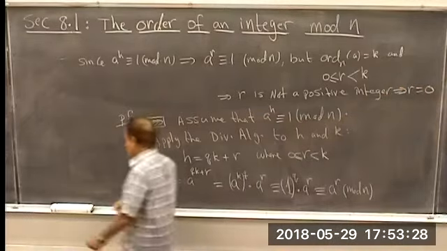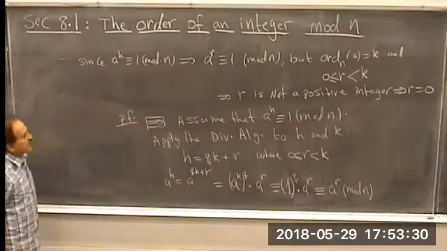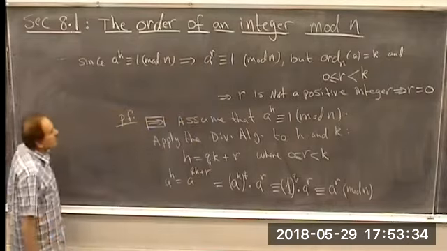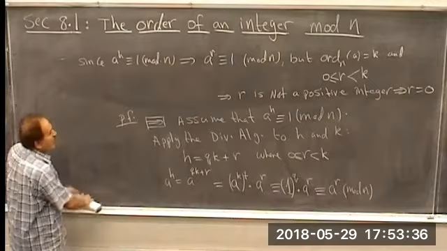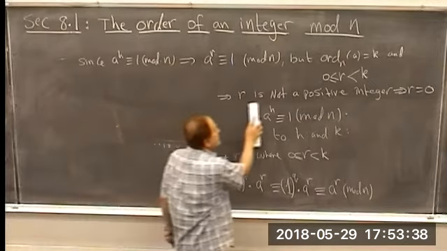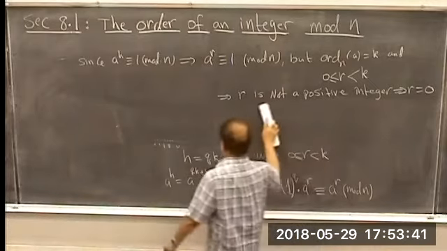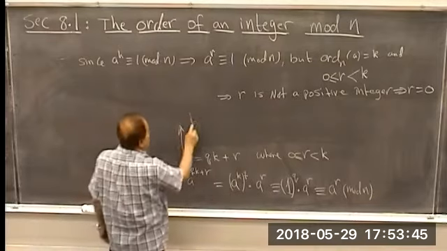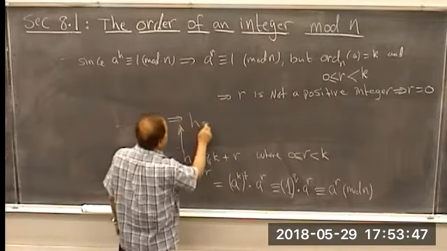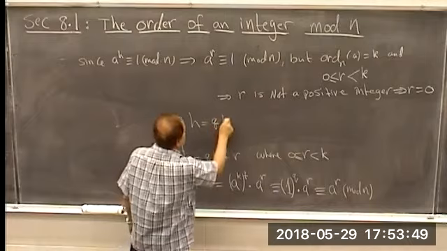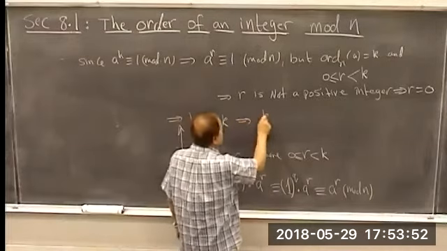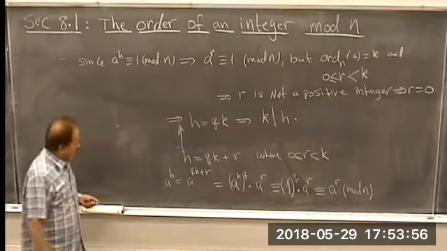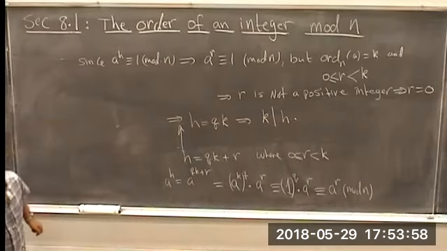Right? So there is no positive integer smaller than K where you take A to the R congruent to 1. So that cannot happen. All right. What does this mean? This means that R is equal to 0, and we already have this from here. We have this implies that H is equal to K, and this means K divides H.